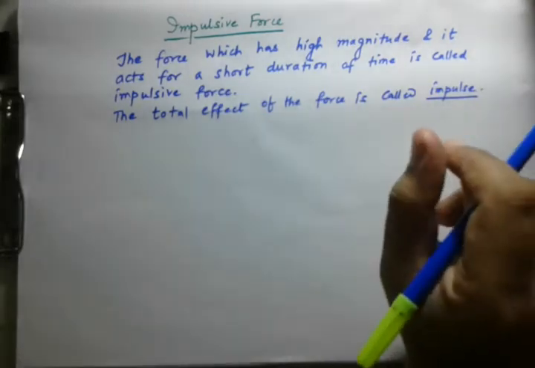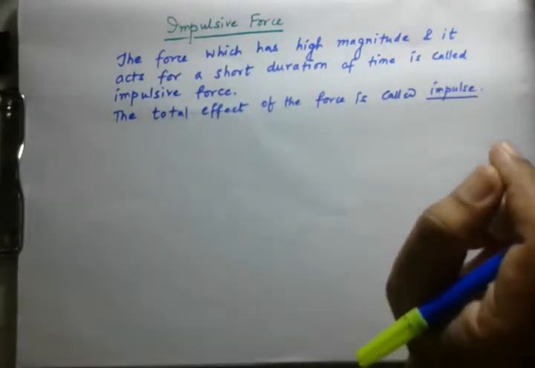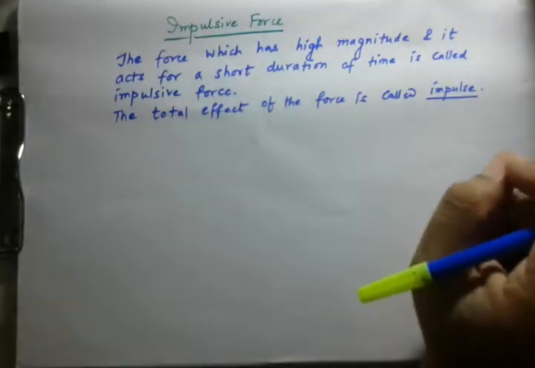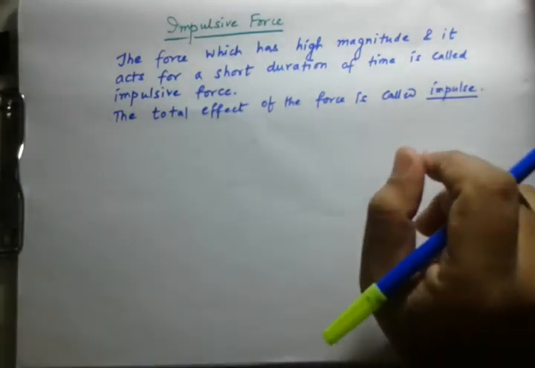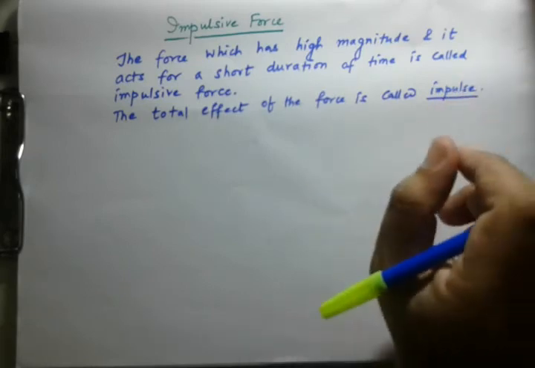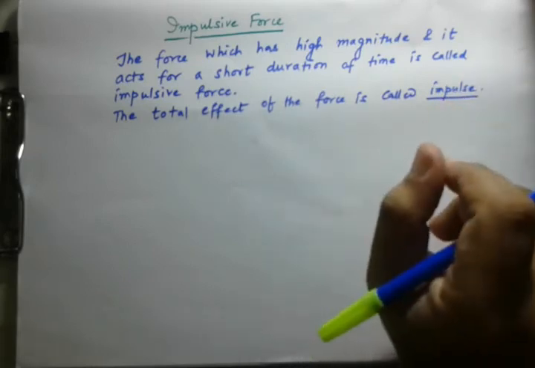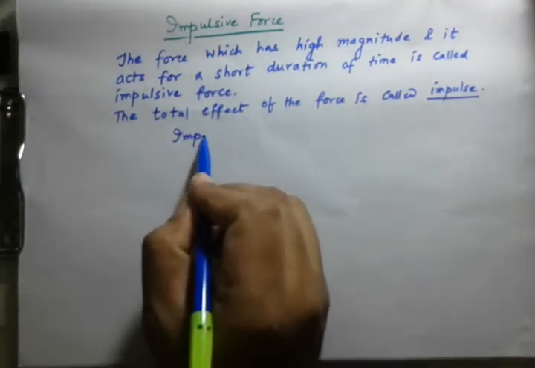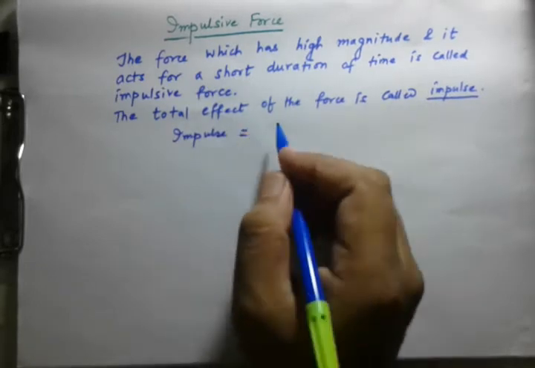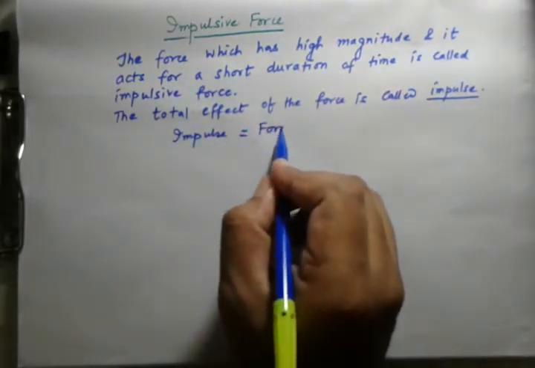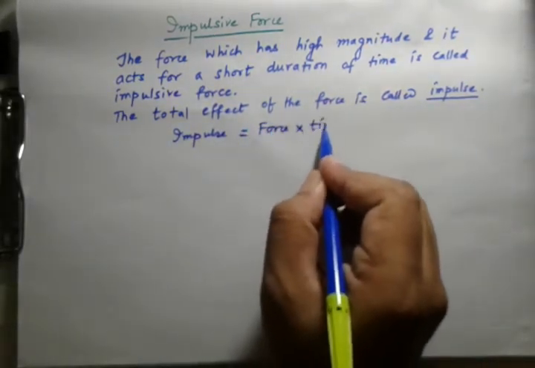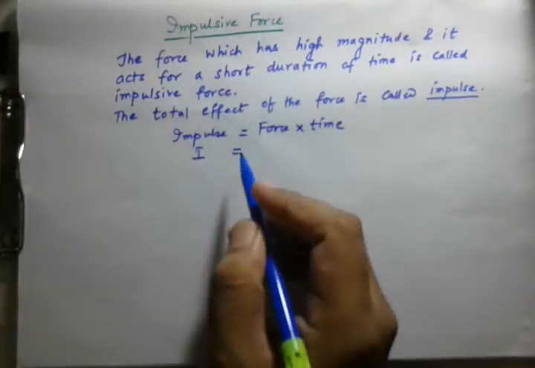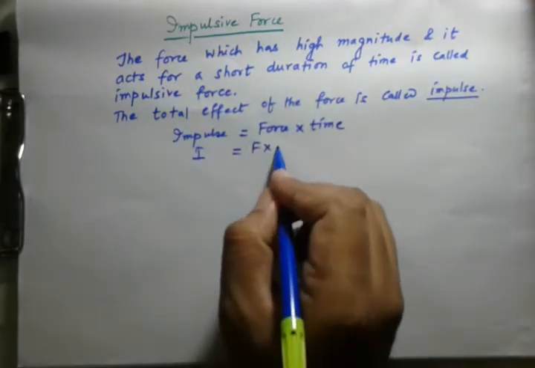So at the time of accidents, the damage occurs due to this impulsive force. Everything happens as the force is applied for a very short interval of time. That is why everything breaks down and a disaster happens. So impulse will be equal to force into time. That means I is denoted as impulse. I is equal to F into T.